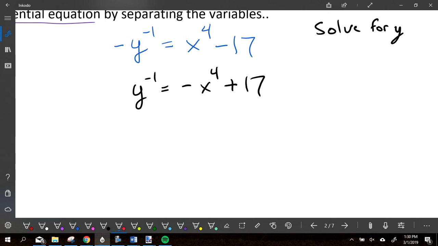Yeah, you can do this a lot of different ways. I'll write it out a few ways. You could say that this is 1 over y. I want to get y by itself. It's not by itself right now. What would I do next?